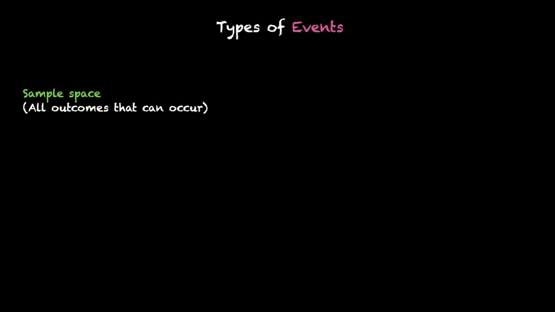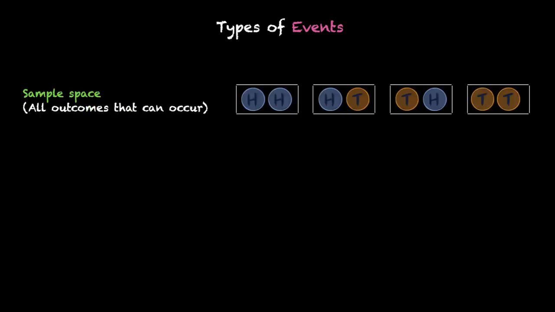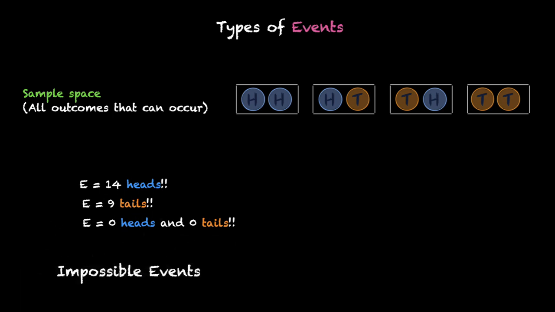Alright, let's move on. Let's talk about types of events. We can have our sample space back, and let's look at a few examples. Let's suppose we have this event which says we need 14 heads. Another one, 9 tails. Okay, one more, 0 heads and 0 tails. What can you say about these three events? Can you have these events? Are these events possible? Well, no. If you toss two coins, these events are not possible. And hence, they're called, surprise, impossible events.